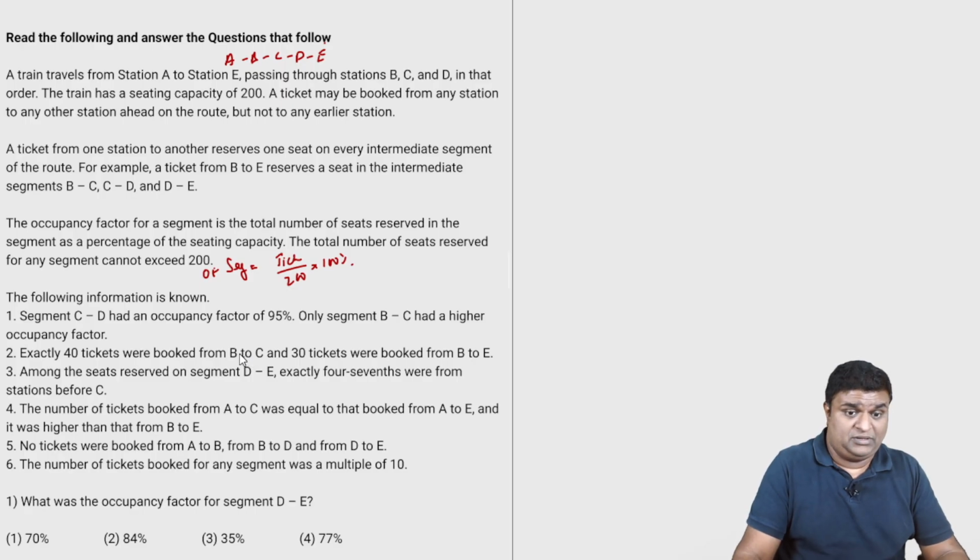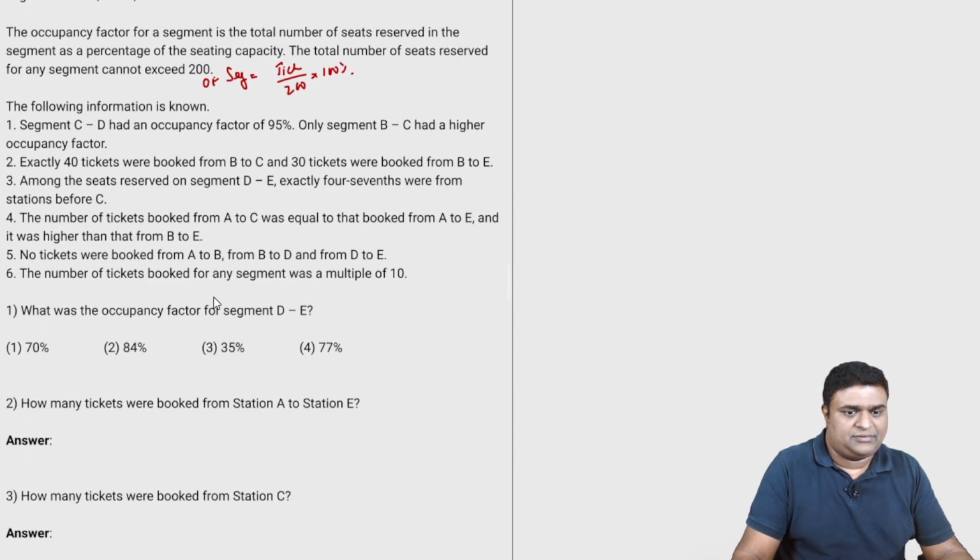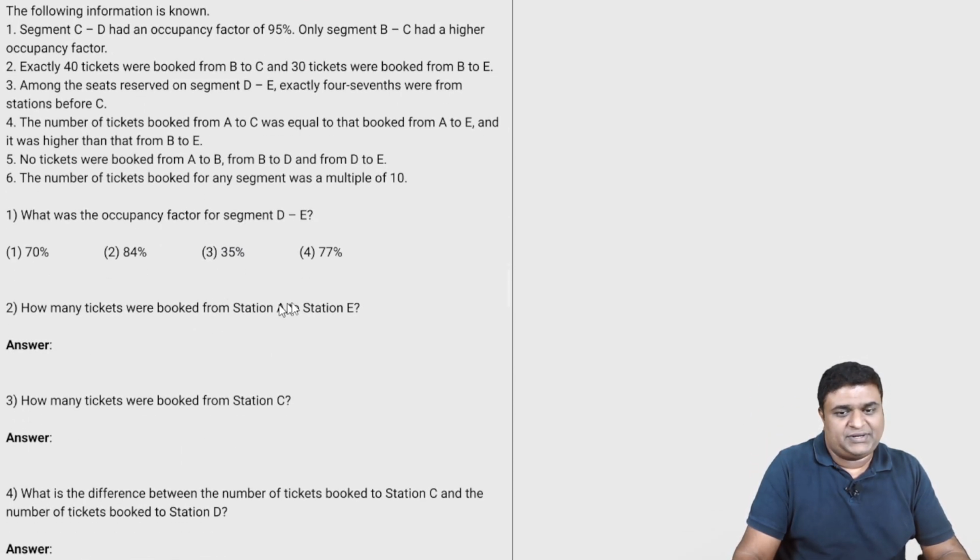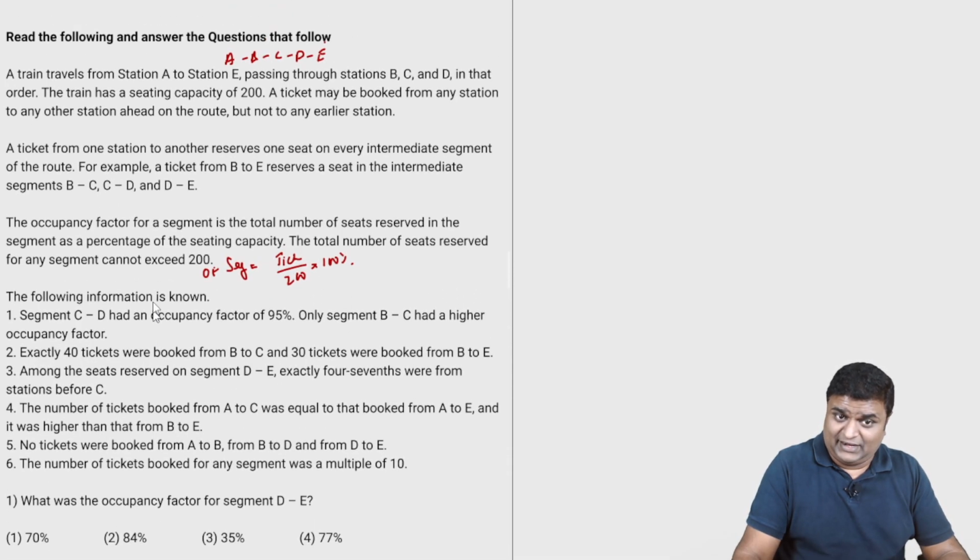I need to form a table. Booking from B to C, I can have a from and a to, right? It's as simple as that. How many tickets were booked from station A to E? So we have two things over here. One is ticket booking and the other is a segment, which happens. If I book from A to E, I'm traveling all four segments, A-B, B-C, C-D, and D-E. It's as simple as that.